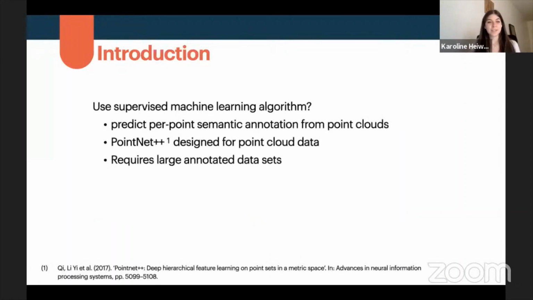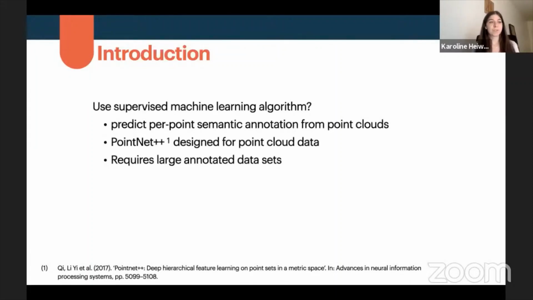So in this study I'm presenting today, we wanted to investigate: can we use a supervised machine learning algorithm instead to tackle this problem? The basic idea is to train a neural network to predict the per point semantic annotations directly from the point cloud data without any need for explicit tuning.